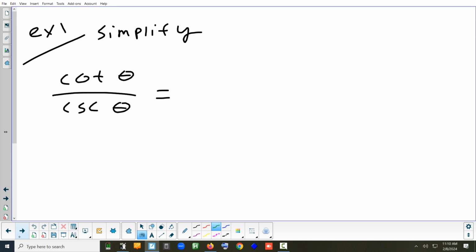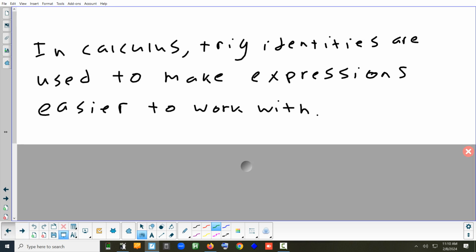In calculus, we might have to do something with this expression. Okay, maybe we have to integrate it or differentiate it. It's going to be a lot easier to work with that if we can simplify it first before we start doing calculus with it. So that's what we're going to look at.